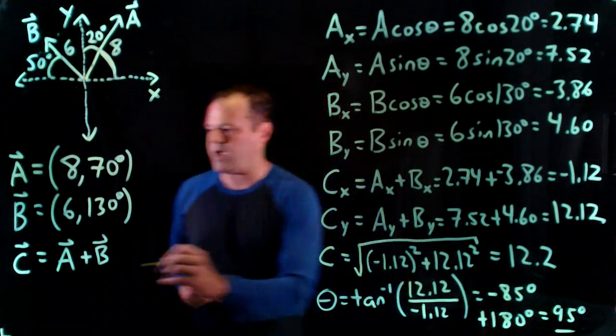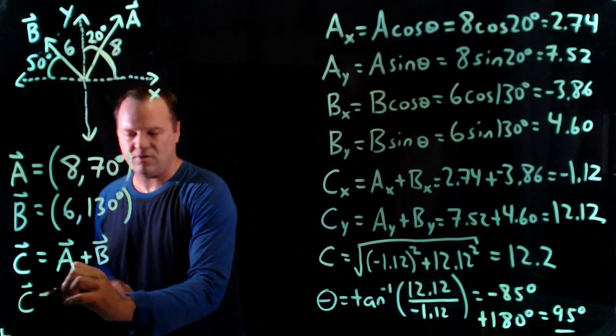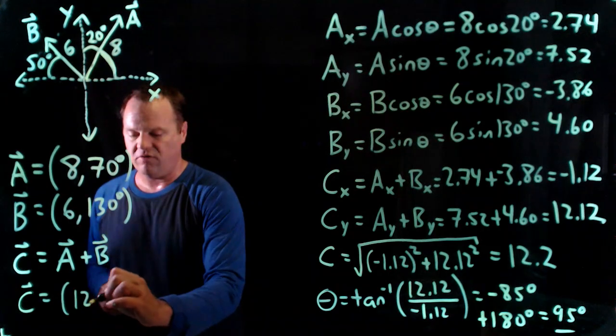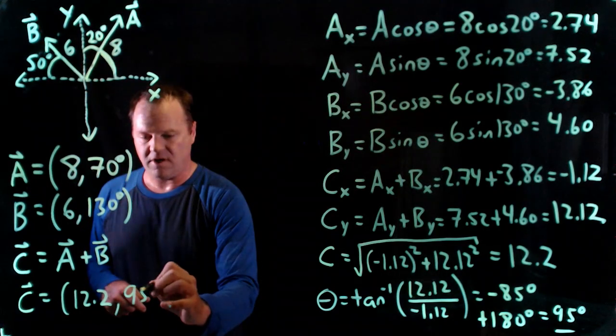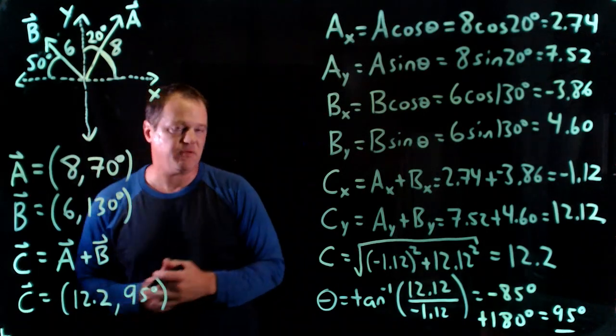So we'll go ahead and write down what C is in terms of magnitude and direction. I have an answer of 12.2 and 95 degrees measured counterclockwise from positive x.